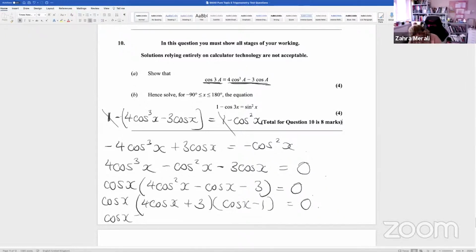So cos x equals 0, cos x equals minus 3/4, or cos x equals 1. And then you can do inverse cos for those 3 options and get your answers, which come out to be, well, you should know for inverse cos of 0. So you end up with, let's do shift cos of minus 3/4. Actually, let's do this one first. So x equals 90. Shift cos of minus 3/4 gives me 138.6.